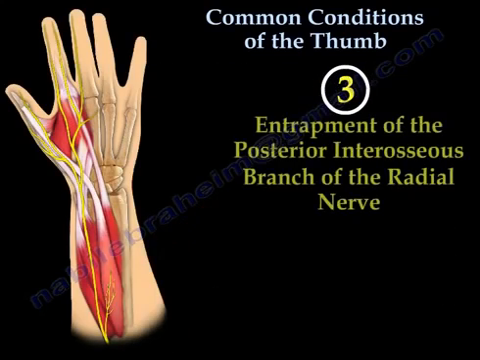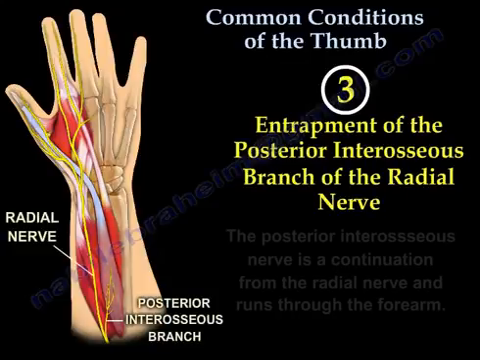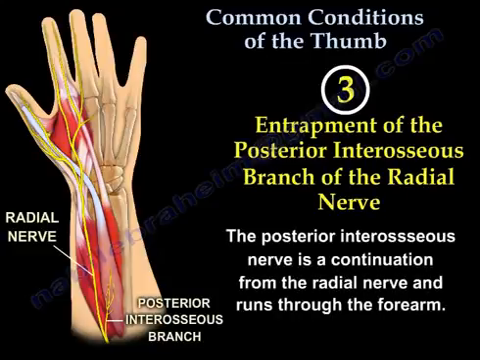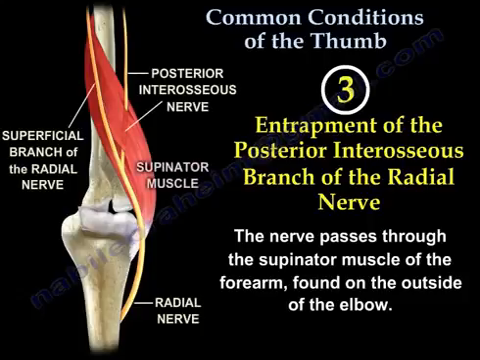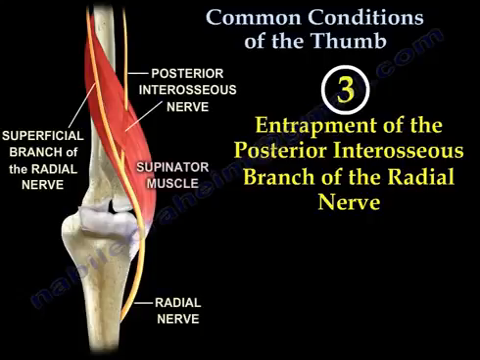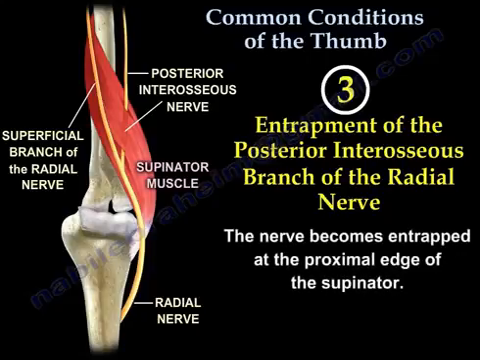Entrapment of the posterior interosseous branch of the radial nerve. The posterior interosseous nerve is a continuation of the radial nerve that runs through the forearm. The nerve passes through the two heads of the supinator muscle. The nerve becomes entrapped at the proximal edge of the supinator.